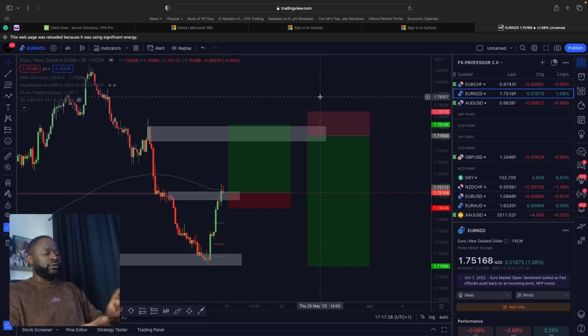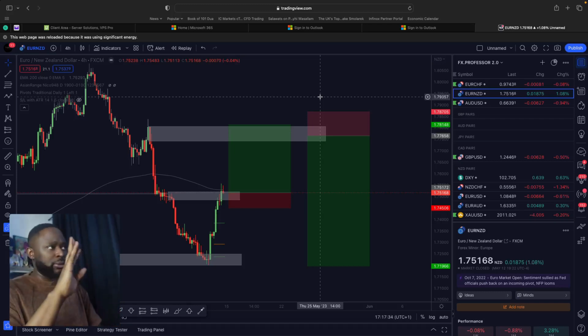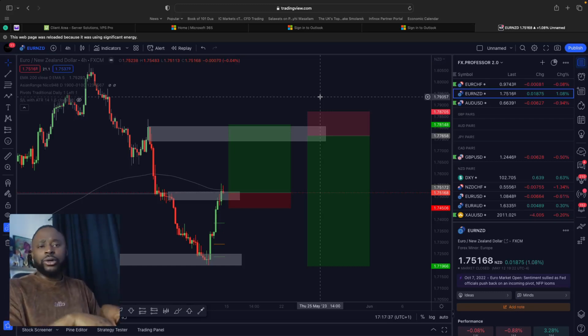Okay. So we've talked about EURJPY, gold, USD and GBPUSD. So those are the four currency pairs I'm going to be watching closely when market opens tonight.